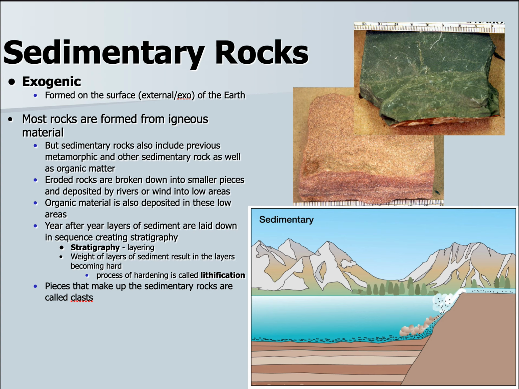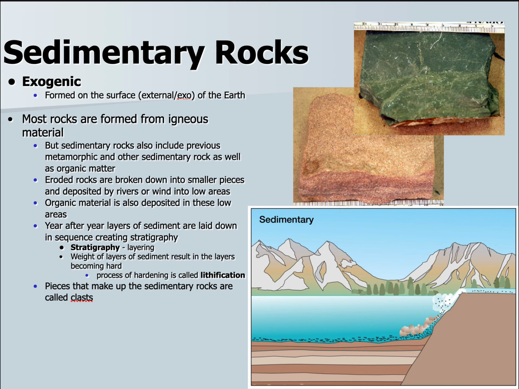Igneous rocks are endogenic. Sedimentary rocks are exogenic. So remember, endogenic is internally generated, means that the rock's heat source and energy source that created it came from the center of the earth. Those rocks were generated from an internal process.